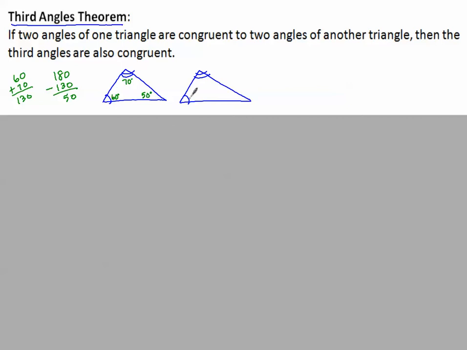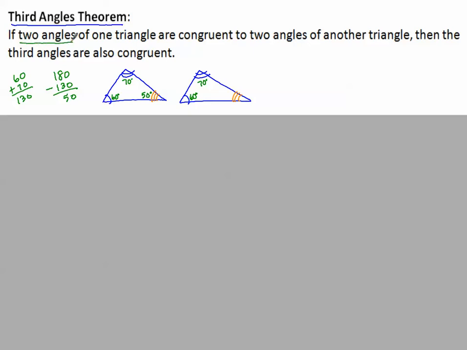So if these two angles are congruent to these two angles, and I know these measures are 60 and 70, then I know this one has to calculate to be the same thing because it's a triangle, and in any triangle, the angles add up to 180. So without having to do calculations, I know automatically that the third angles are congruent to each other. The third angles theorem just tells us we don't have to do that much work.